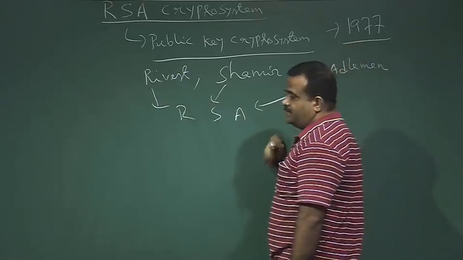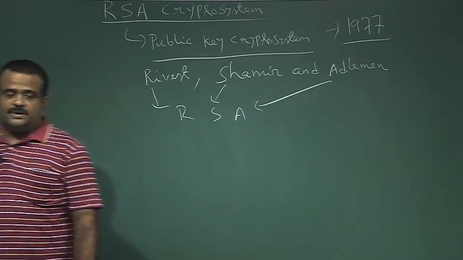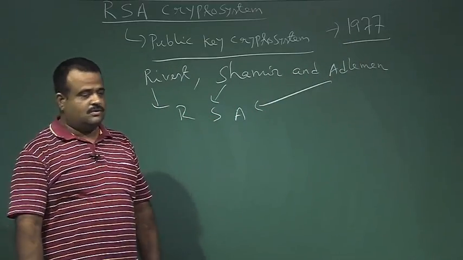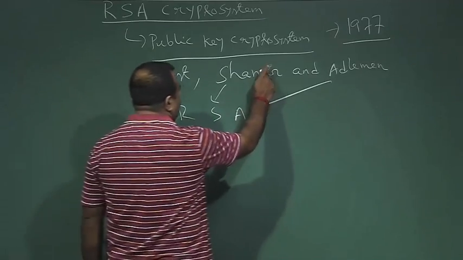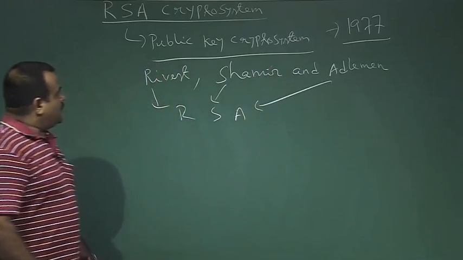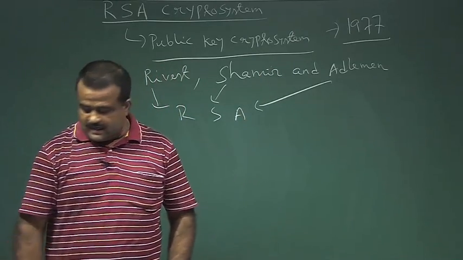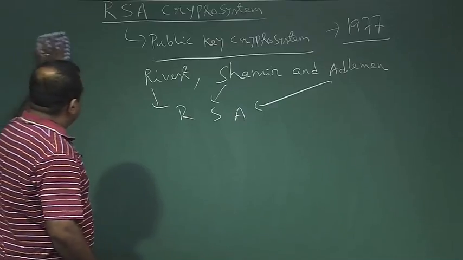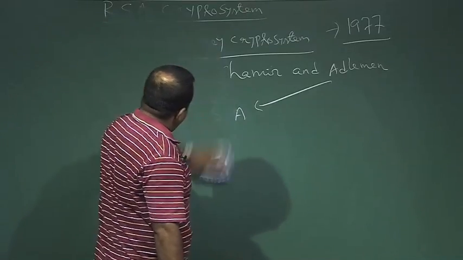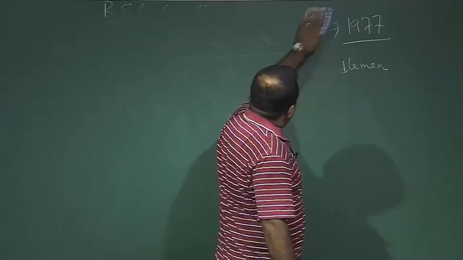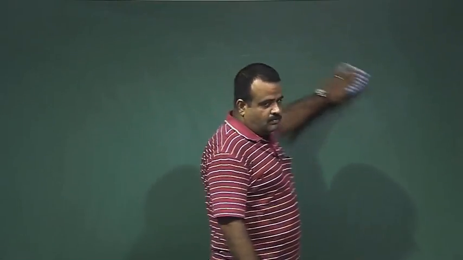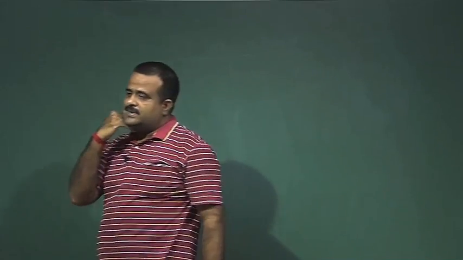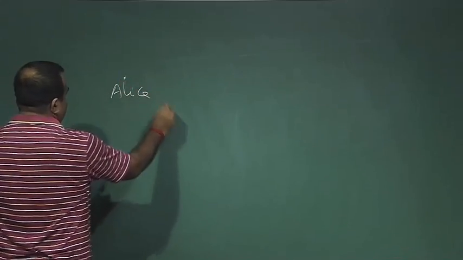It was in 1977, after the work of the Diffie-Hellman key exchange protocol, that this was invented by these three cryptographers at MIT. So, this is basically a public key cryptosystem. In public key, we know that each party has a pair of keys. One is the encryption key, which is called the public key, which has to be made public, and another one is the decryption key. So, we have two parties, Alice and Bob.